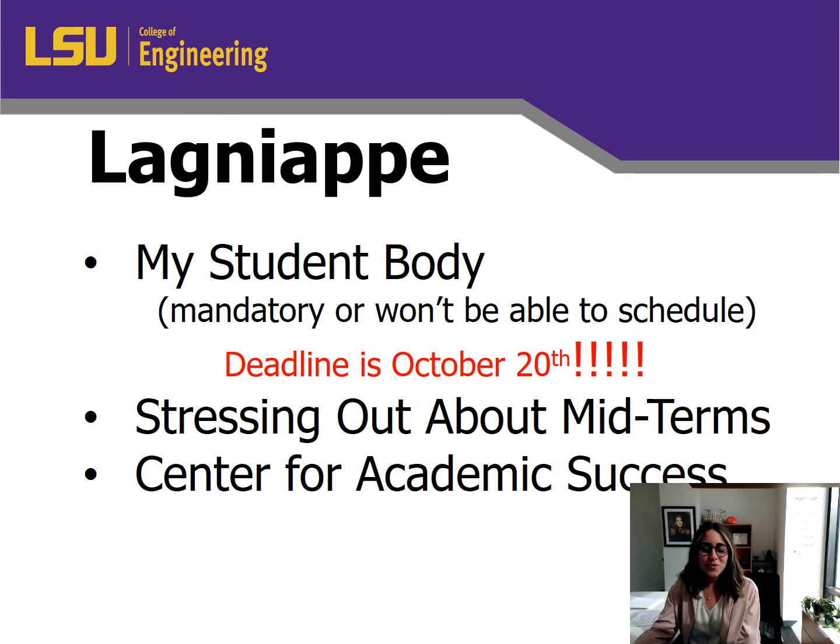Just a little bit more information for you. You will need to make sure that you complete the My Student Body. It's mandatory or you're not going to be able to schedule. The deadline is October 20th. If you happen to also be stressing out about midterms, you can also go to UCAC, the Center for Academic Success, and they have some study tools that they can offer you to help you out through this season.